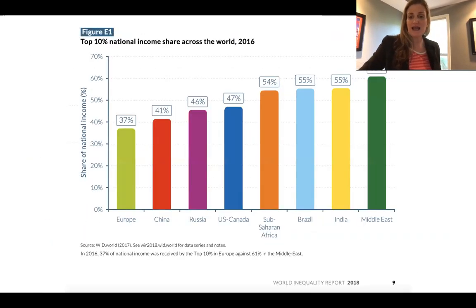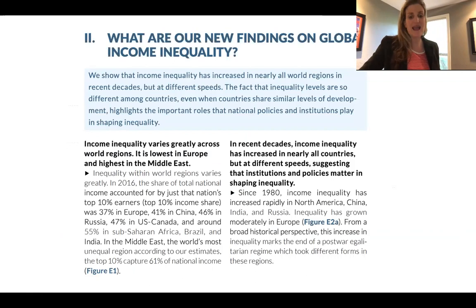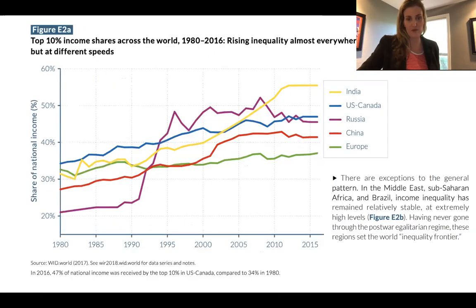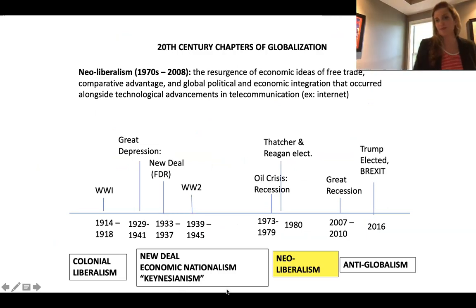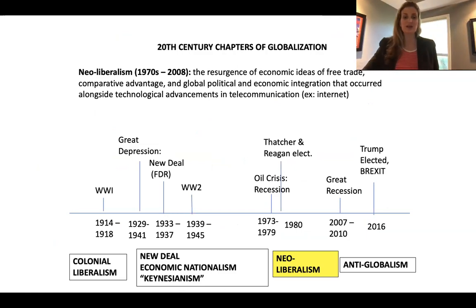What this is saying is that since 1980, income inequality has increased. This increase marks the end of the post-World War II egalitarian regime that took different forms. In the United States, this took the form of the New Deal. In the Third World, it took the form of ISI, import substitution industrialization, economic protectionism.